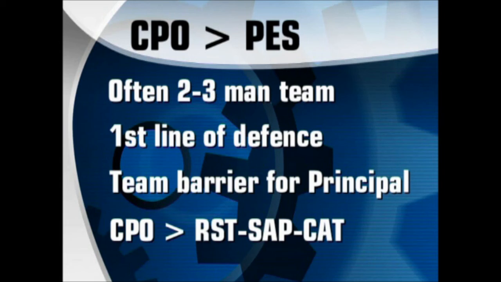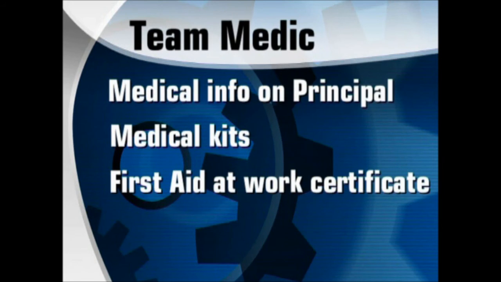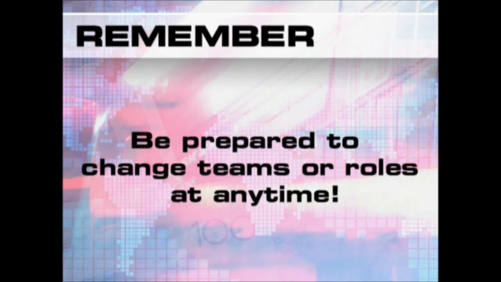As a close protection officer for the PS team, it's often made up of a 2 to 3 man team, with the first line of defence and team barrier for the principal. As a team medic, you'll be responsible for medical information on the principal, medical kits, and you must have a first aid at work certificate. Remember, be prepared to change teams or roles at any time.